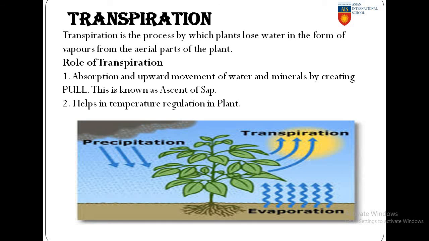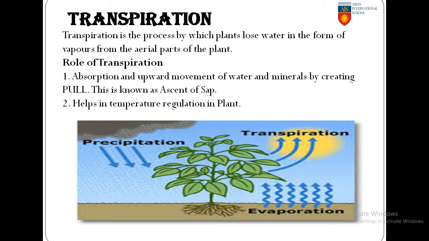Now, what is the role of transpiration? Absorption and upward movement of water and minerals. This creates a transpirational pull. And this upward movement of water is known as ascent of sap. Okay, and this ascent of sap occurs due to the transpirational pull.